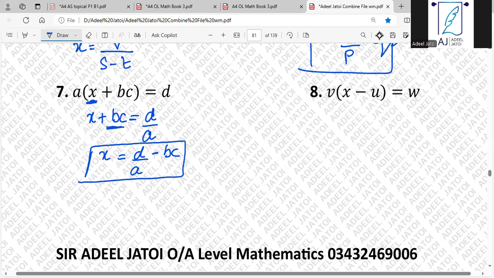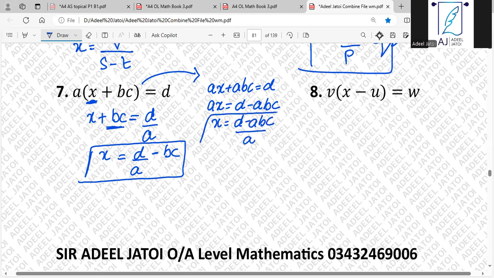The second way of doing this is you can open the brackets. So this will be ax plus abc is equal to d. abc is positive, it will go on the other side and become negative abc. And since a is being multiplied, it should be divided. So x is d minus abc upon a. So both are right.